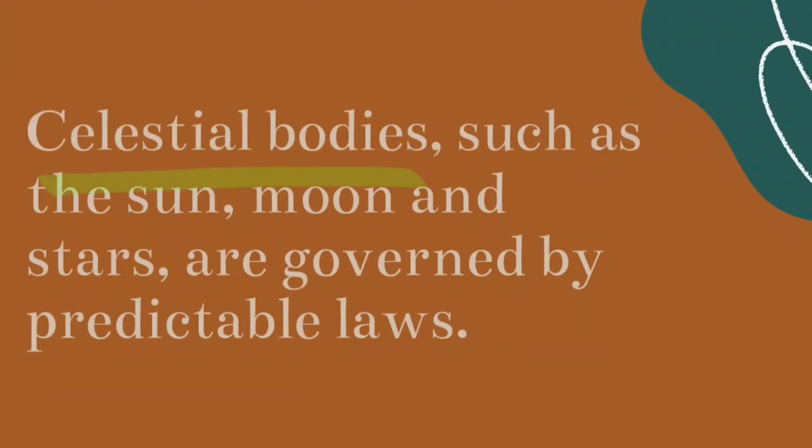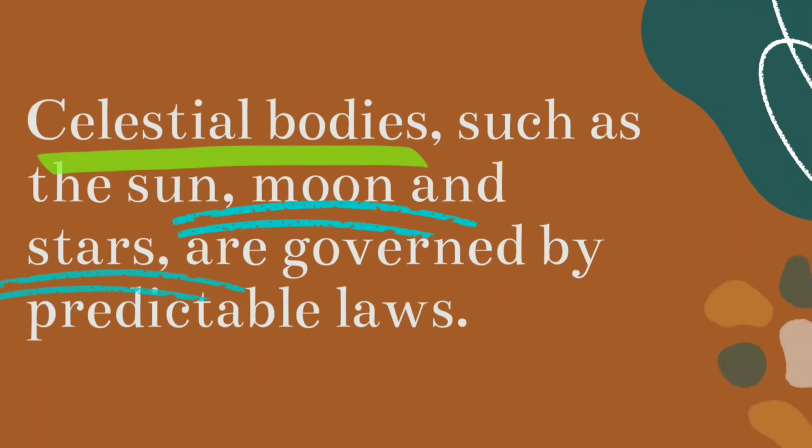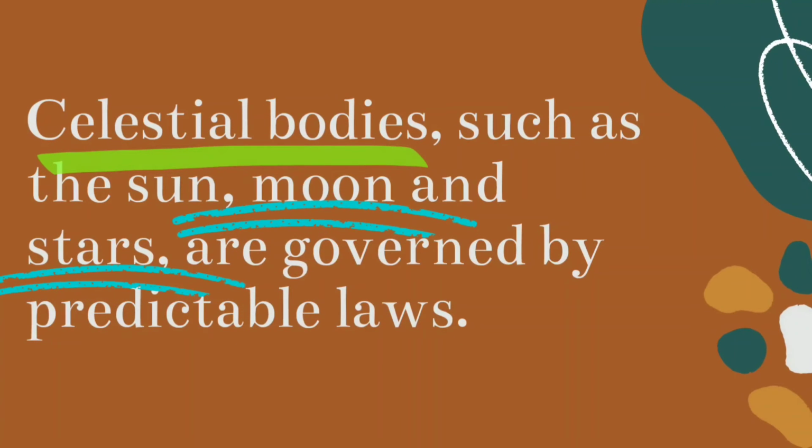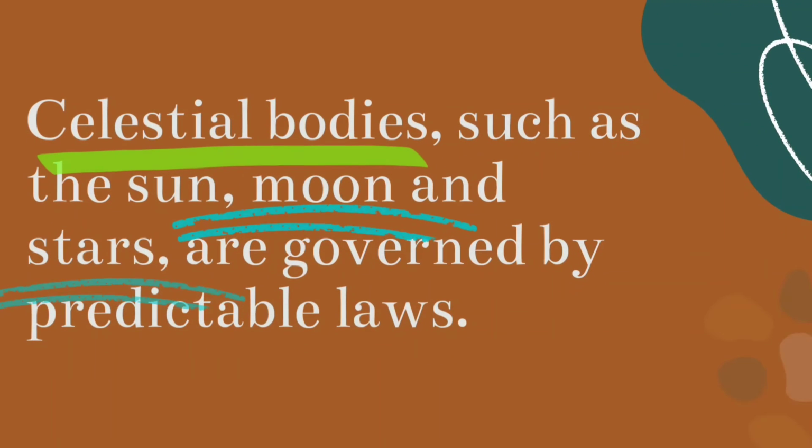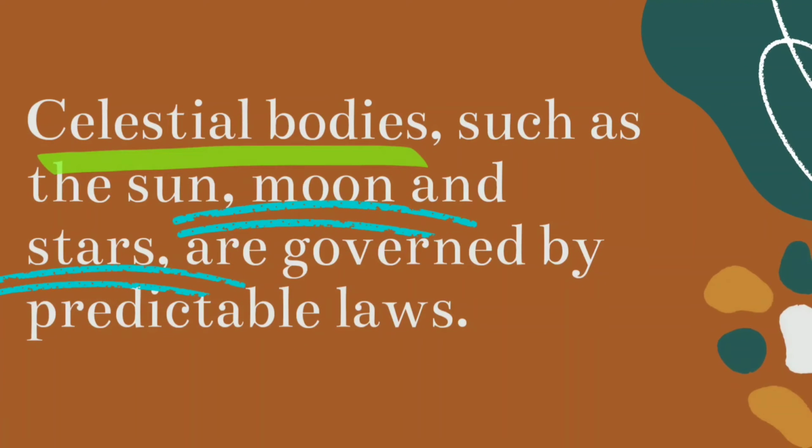Here are our examples. Celestial bodies, such as the moon, sun, and stars, are governed by predictable laws. In this type of context clue, we are given examples to help us understand the meaning of a difficult word. What are the examples given in our sentence? They are the sun, moon, and the stars that tell us the meaning of celestial, which is relating to the sky or outer space.